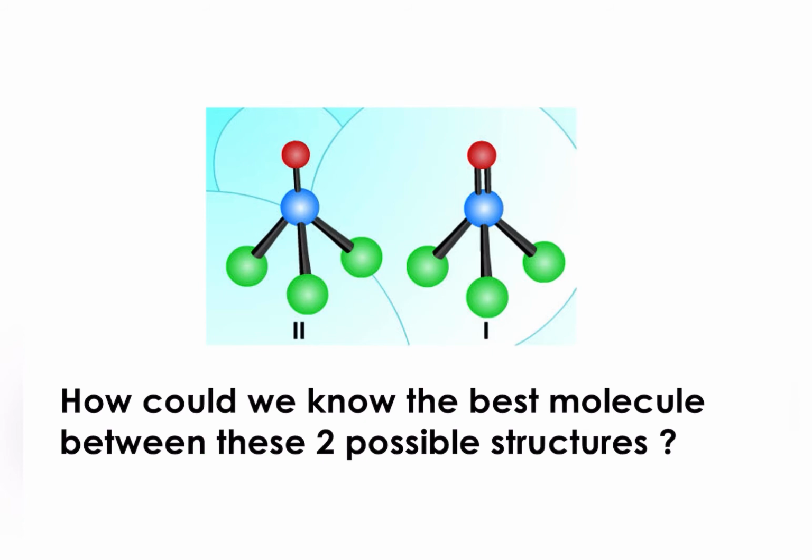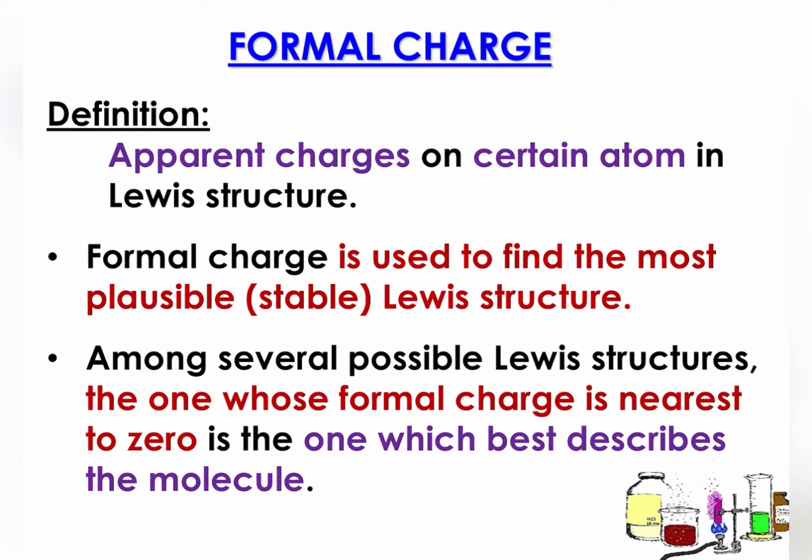Usually for one molecule, there are two forms that can exist. As you see from this diagram, either diagram 1 or diagram 2, how could we know the best molecule between these two possible structures? That's why we are going to use formal charge, in the same case as the Lewis structure. So what is formal charge? Formal charge is an apparent charge on a certain atom in a Lewis structure.